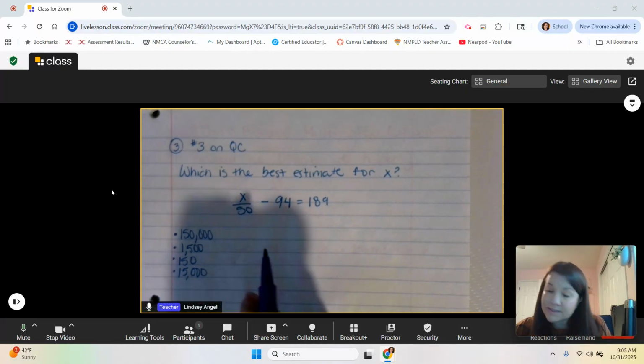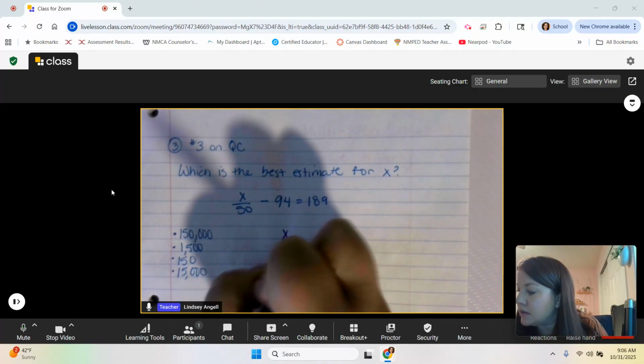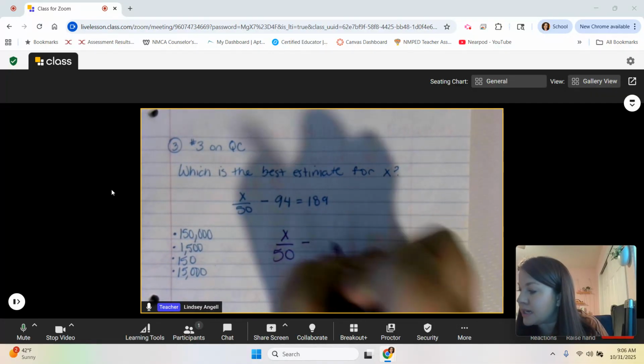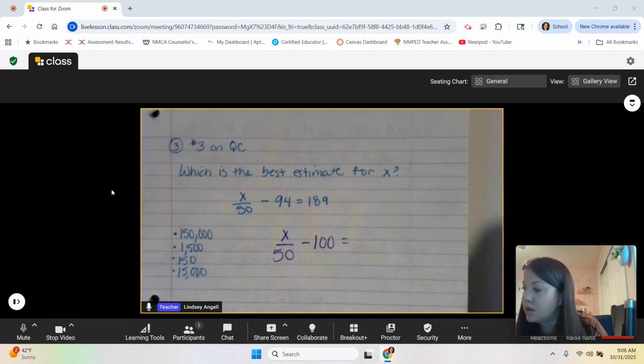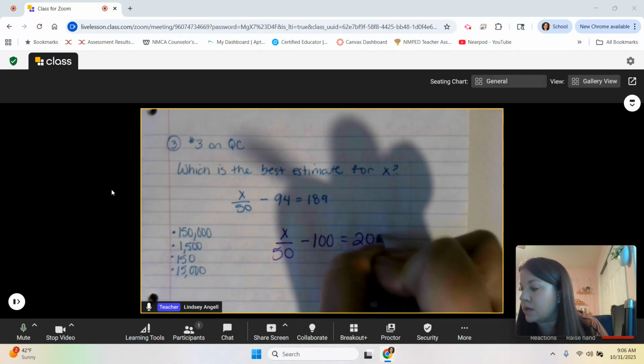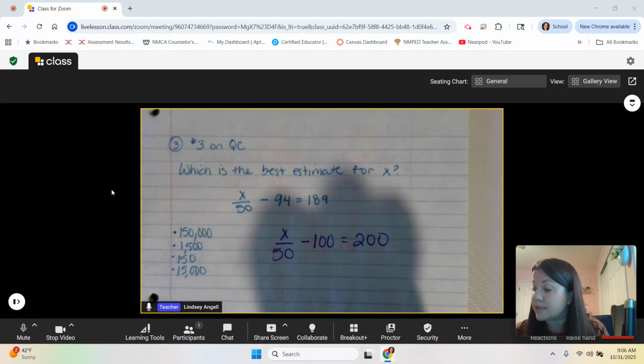So 50, that's a nice pretty number, so I'm going to leave that one alone. X divided by 50 minus 94 is very close to 100, so I'm going to estimate that at 100. 189, very close to 200. See, and those numbers are much nicer and prettier than the other ones. So let's go ahead and solve from here.